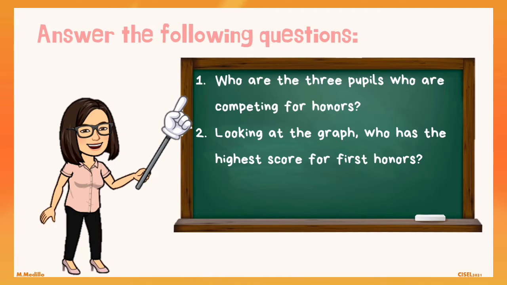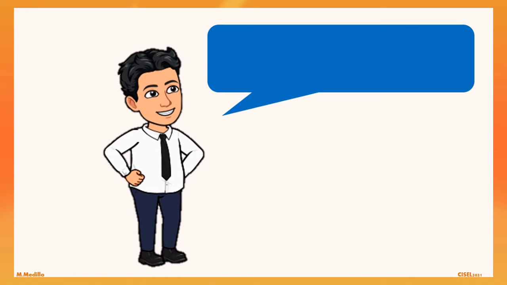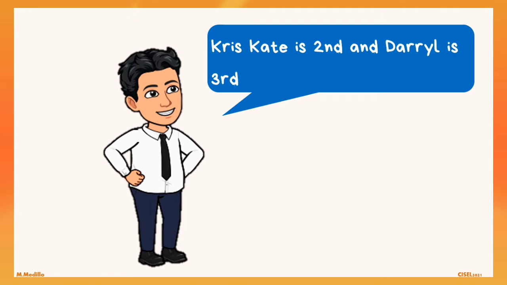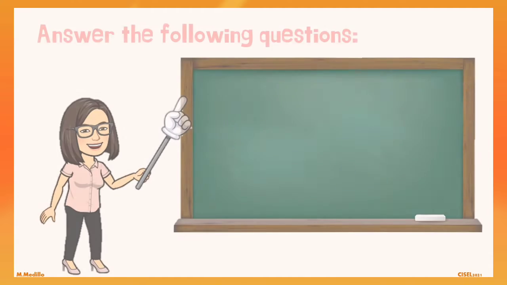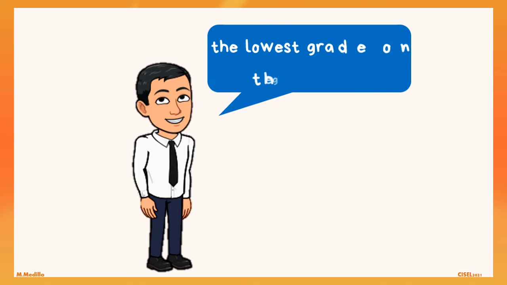Great! Now, let us answer number 3. Who gets the second and the third honors? Chris Kate is second and Daryl is third. Terrific! Now let us proceed to question number 4. What is the lowest grade on the graph? The lowest grade on the graph is 85.